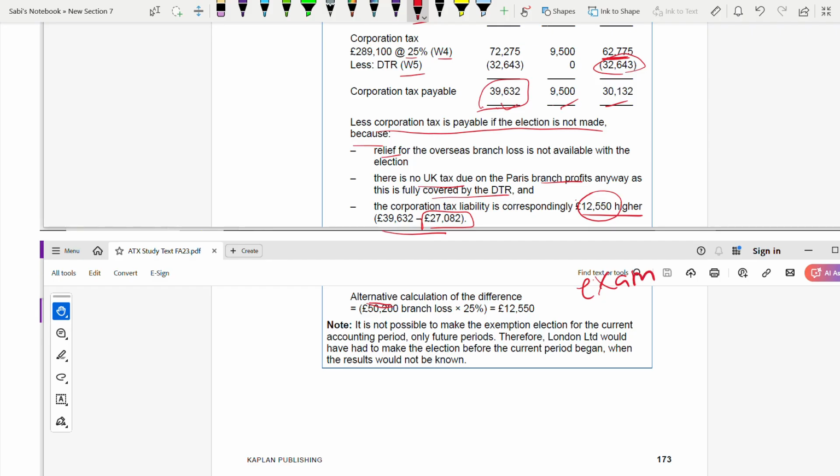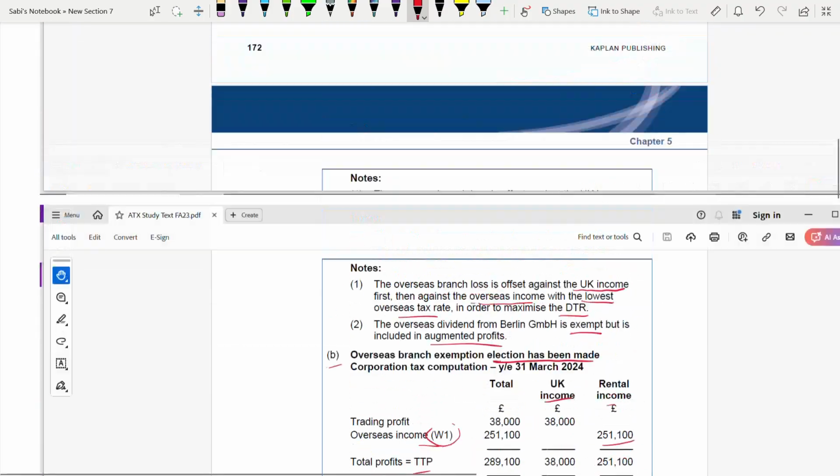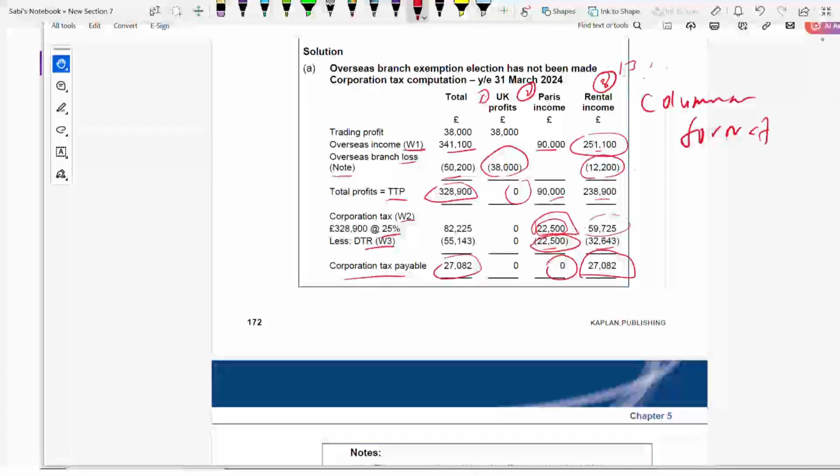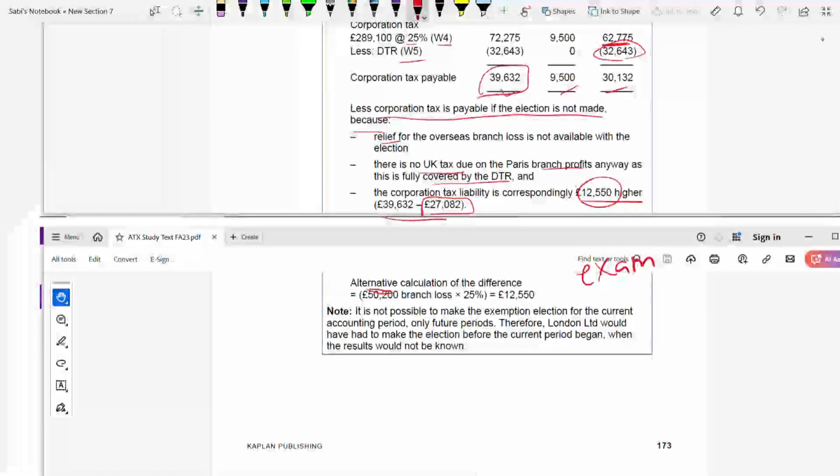What is the branch loss? 5,200, isn't it? So this branch loss, since you can't utilize it, against what? What is the corporation tax? 25%. This much is your corporation tax liability. You will get the difference. Right?